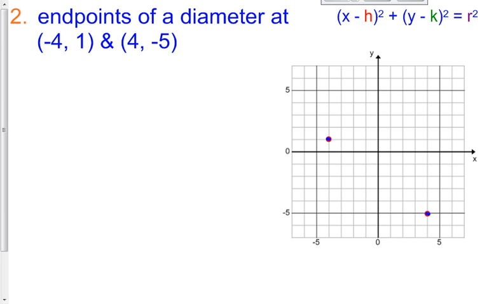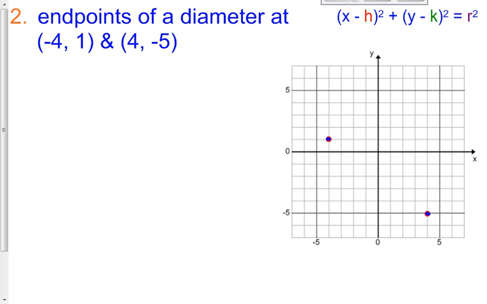Remember what a diameter is, class. A diameter is a chord that goes right through the center of the circle. So it's the longest distance from one edge of the circle to the other. An example, this right here would be the diameter of the circle. It goes right through it. This right here, obviously, is not the diameter. Okay, so that's what we're looking at.